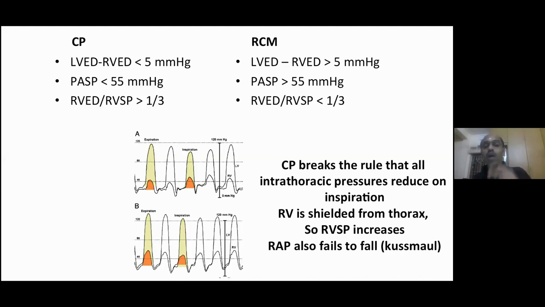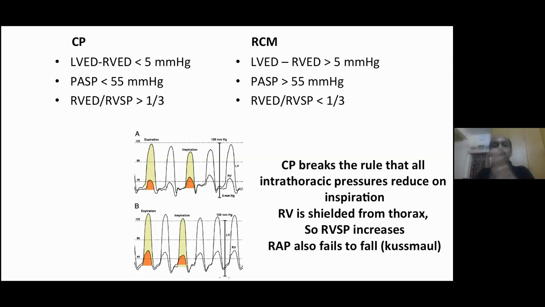But then why is there an RV pressure elevation? There is a higher stroke volume that is happening in the right ventricle, so the right ventricle fills better, but it is at the cost of exaggerated ventricular interdependence.